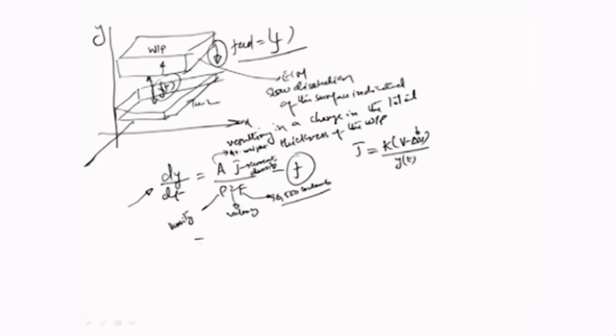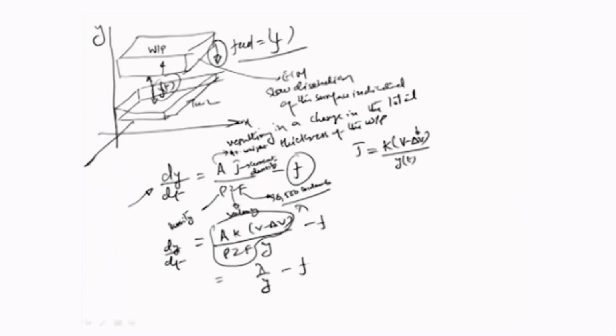So this expression amounts to dy by dt equals A times the value for J divided by rho z F y, minus f. We assumed this whole term to be some constant lambda, which is dependent on the setups and processes, and we can write this whole expression as lambda by y minus f. So eventually that is what dy by dt, the rate of change of the gap between workpiece and tool, would amount to. This is the component coming from the dissolution of the surface, and this is the component coming from the feed of the workpiece towards the tool.